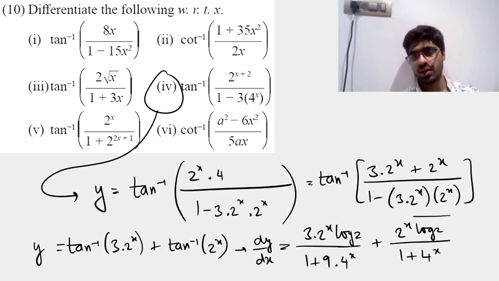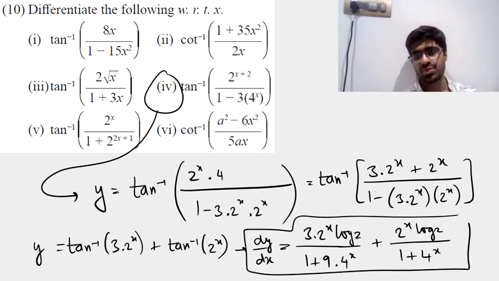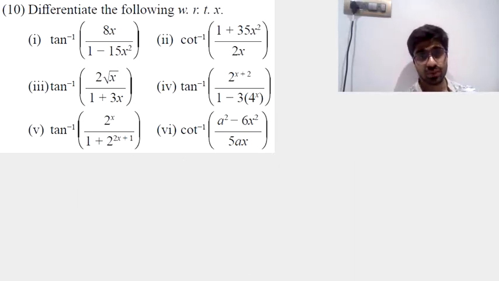You can actually take out a 2 power x log 2 common from the two terms, and in the bracket you will be left with 3 upon 1 plus 9 into 4 power x plus 1 upon 1 plus 4 power x. I'll leave it here, and that's the final expression of dy by dx.